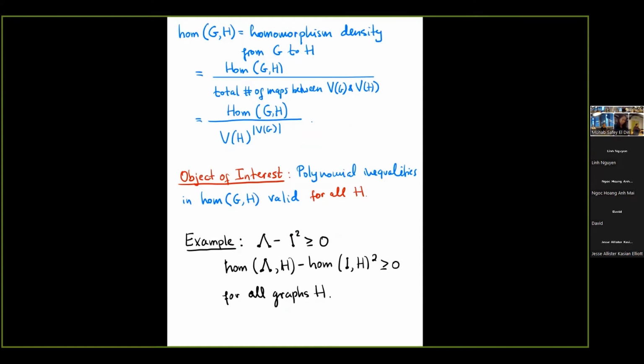And so what does this mean? Well, it's the number of homomorphisms. Now, how many maps are there? For every vertex of G, I have the number of vertices of H many choices, because now I can make any map. So that's the homomorphism density. Again, it's the probability that a map between two graphs actually gives me a homomorphism.